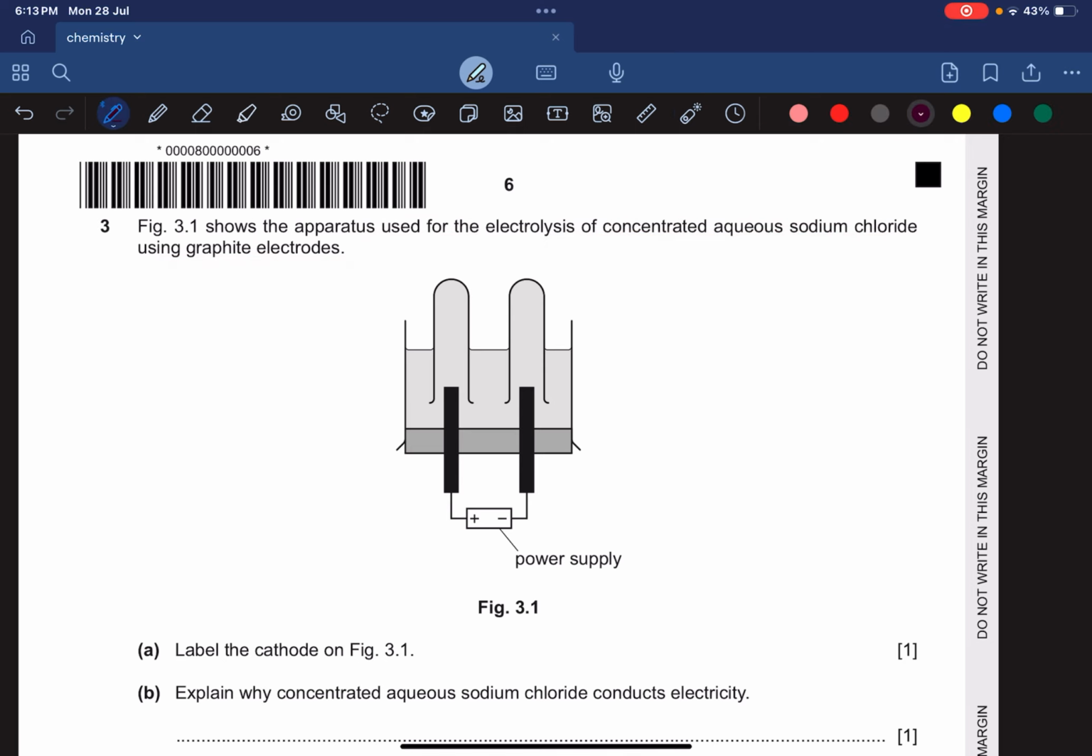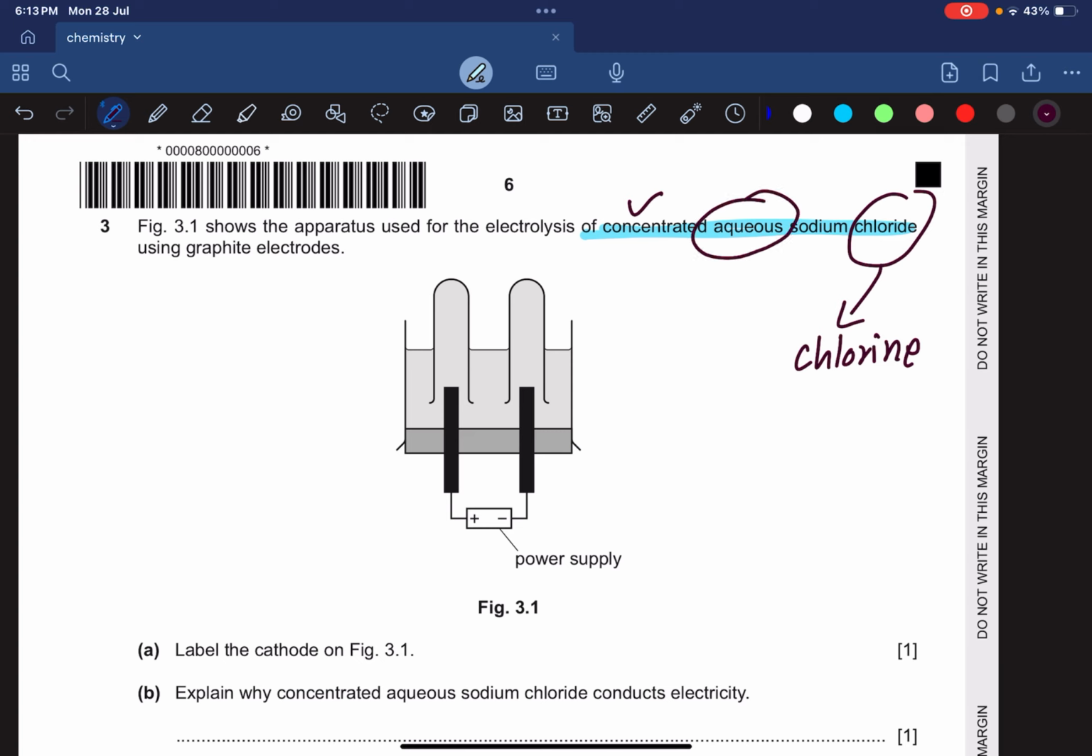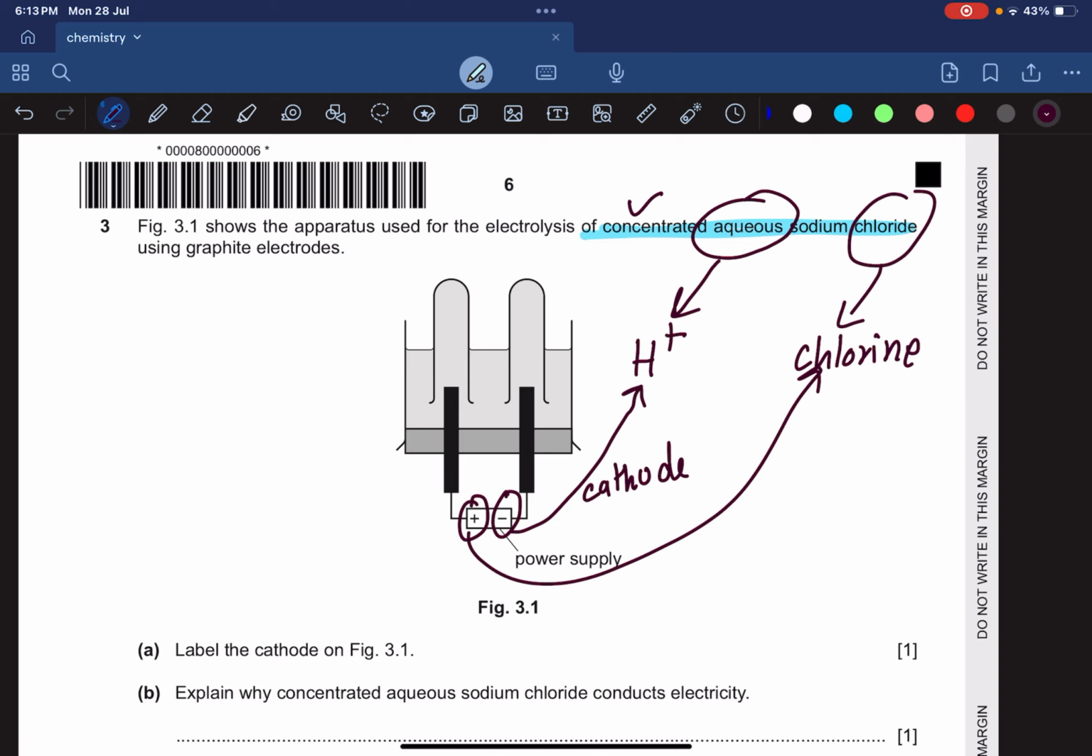Okay, so what we have is concentrated aqueous sodium chloride. Firstly, it's concentrated, so what we're going to form is chlorine gas. When we have concentrated, we always form the halogen. And secondly, we have aqueous. Aqueous means that out of the metals, we're going to form hydrogen. At the negative, which is the cathode, we're going to form hydrogen. At the positive, we're going to form chlorine.